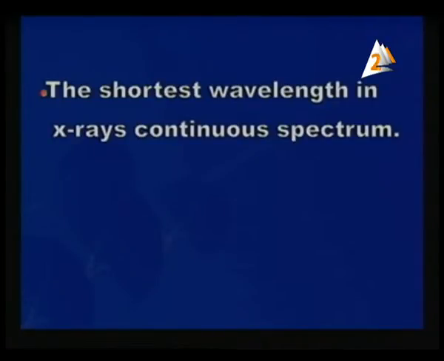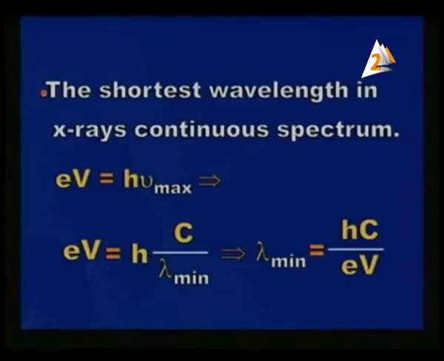Expression that gives the shortest wavelength in the X-ray continuous spectrum. EV, the energy gained by the bombarding electron, is converted completely into a photon having maximum energy, which is equal to h nu maximum. So we can say EV is equal to h, and instead of saying nu maximum, we can say c over lambda minimum. So the shortest wavelength lambda minimum equals hc over EV. E is the charge of an electron, V is the accelerating voltage.